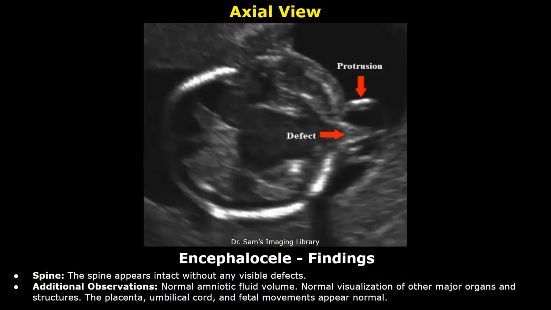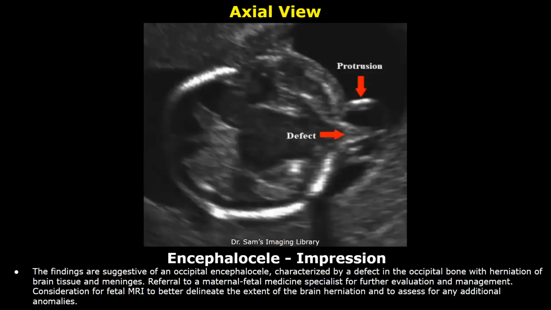The spine was normal and no other abnormalities were found. This is the impression. The findings are suggestive of an occipital encephalocele characterized by a defect in the occipital bone with herniation of brain tissue and meninges.